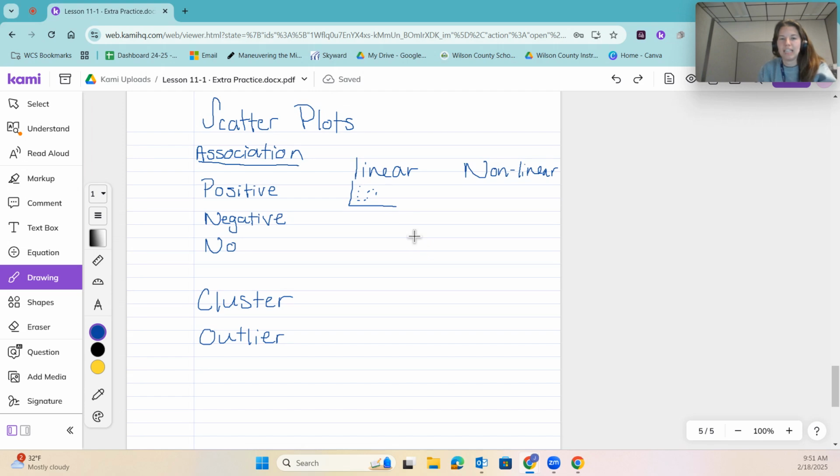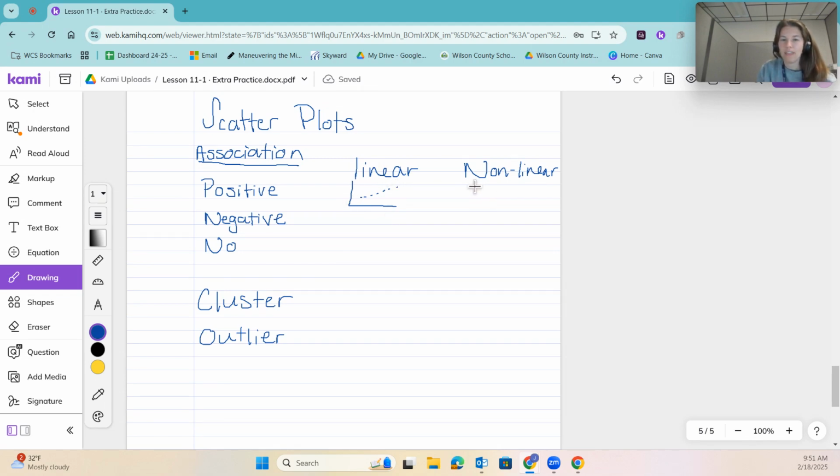These dots can show up in a positive manner and they're linear. So you can see they're all kind of in a straight line just like that. And they're positive. As x increases, y also increases.